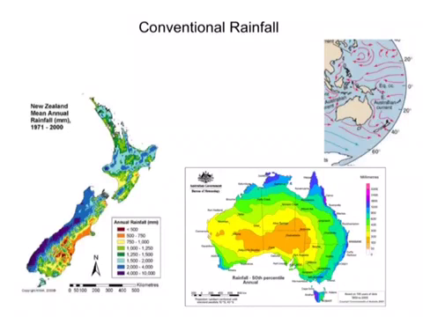The most convectional rainfall New Zealand does get is around here. The reason it gets it around there is because it is a lot warmer there than it is in the other places.